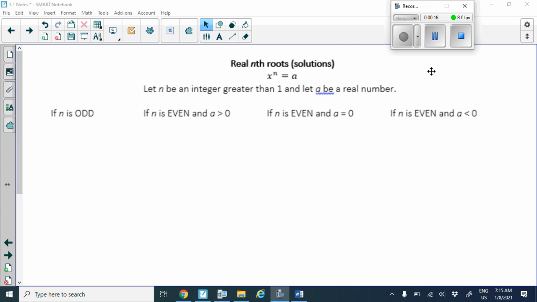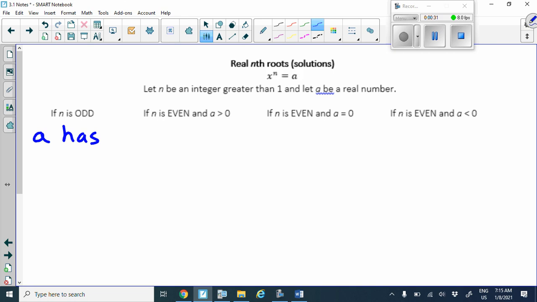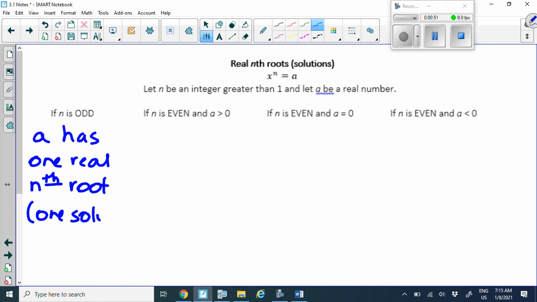Okay, so it says let n be an integer greater than 1 and let a be a real number. So if n is odd, and we're going to be talking about what type and how many solutions we are going to have. So if n is odd, then that means a has one real nth root. I guess in this case it's going to be x, but we're going to just keep a. So a has one real nth root. Basically what that means is that there's just going to be one solution, because if our root is odd, we can have a negative or positive.